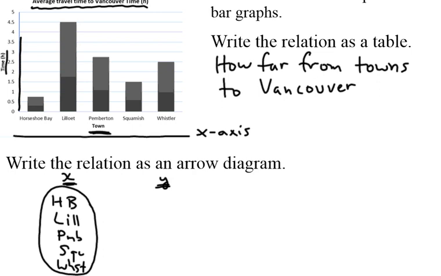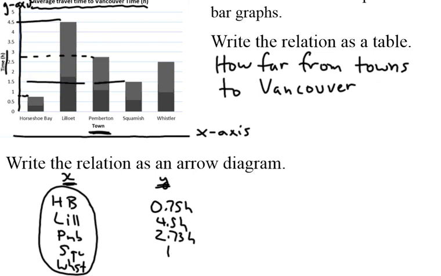And our y-axis tells us, well, we're going to have information for 0.75 hours. We're going to have information for 4.5 hours. We have information at 2 3/4 hours. We have information at 1.5 hours. And we have information at 2.5 hours. So there's the second set of data, set of elements.